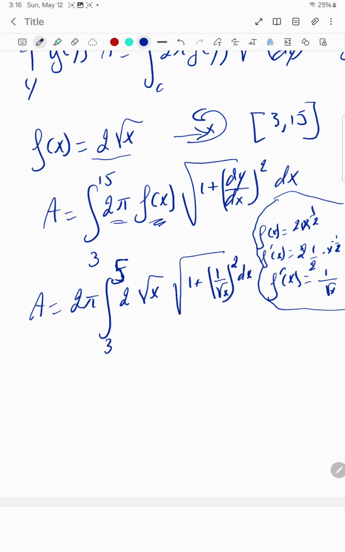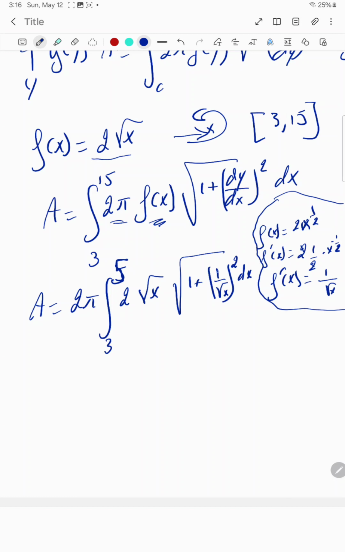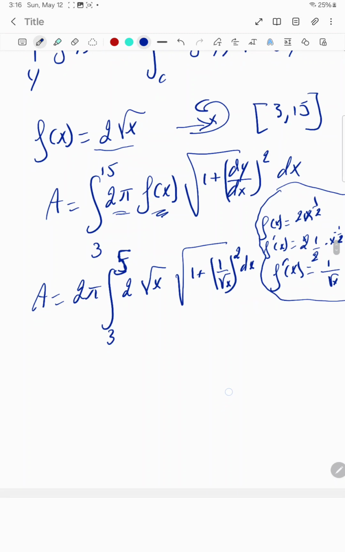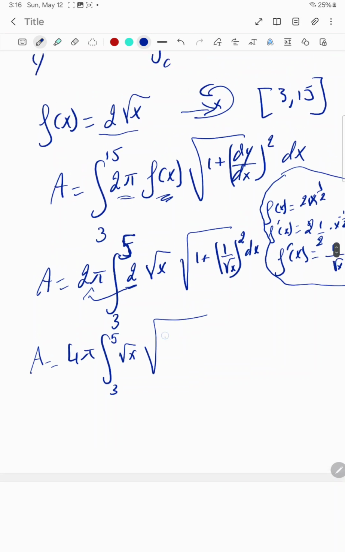This is how to do the derivative. Now 1 divided by square root of x, squared, is 1 squared divided by square root of x squared, which becomes 1 divided by x. The 2 here is a constant, so I will take it outside my integral. The area will become 4 pi, integral between 3 and 5 of square root of x times the square root of 1 plus 1 divided by x. Here I want to use a common denominator, so 1 times x is x, plus 1, divided by x, dx.